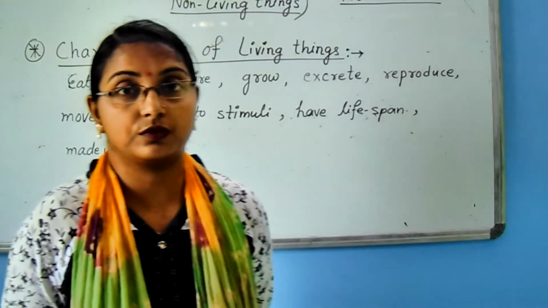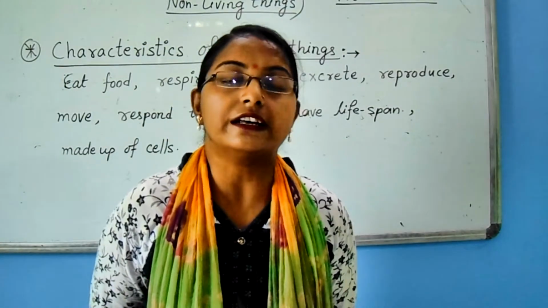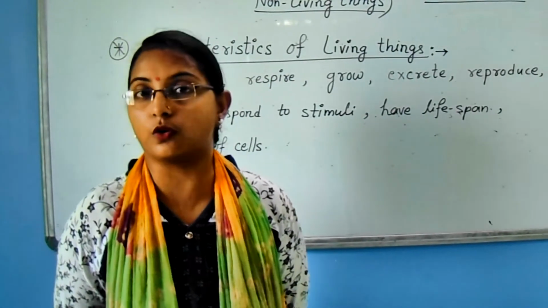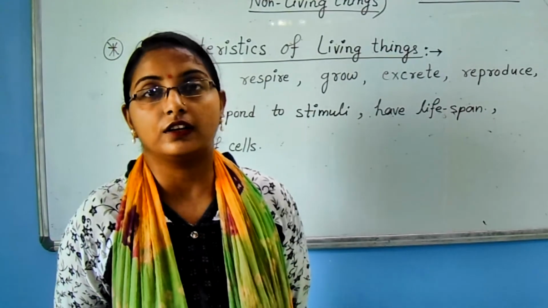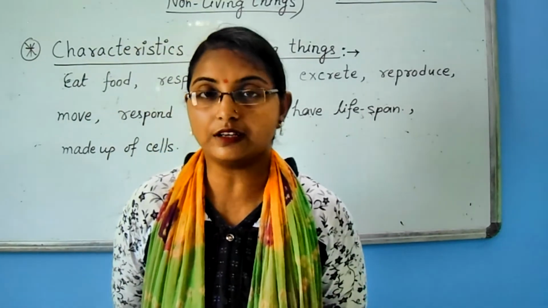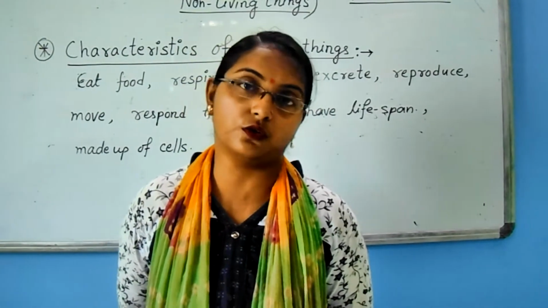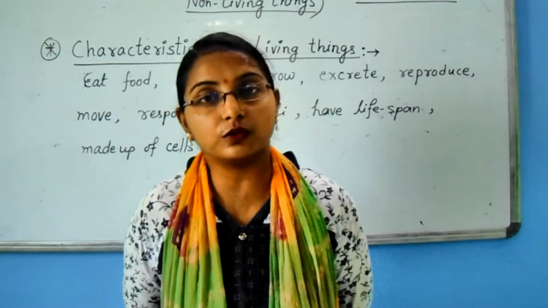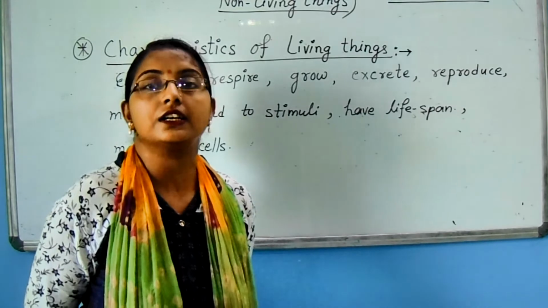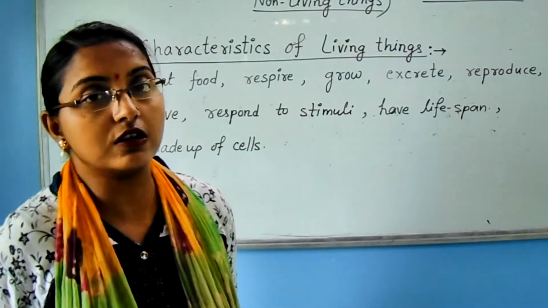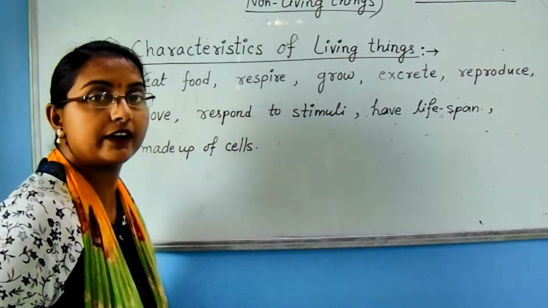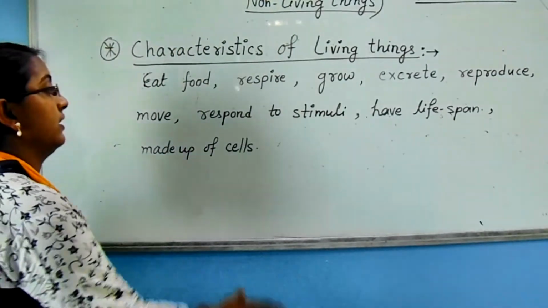In plants, they show certain movements, like their stems grow towards the light, in the upward direction. It is called phototropism. And the roots grow down into the soil. It is called geotropism. That means some important factors also influence the movement of plants.